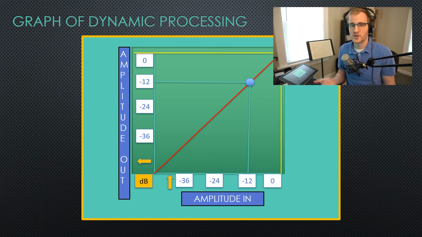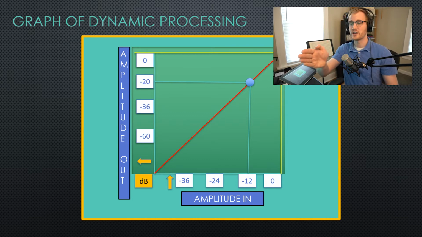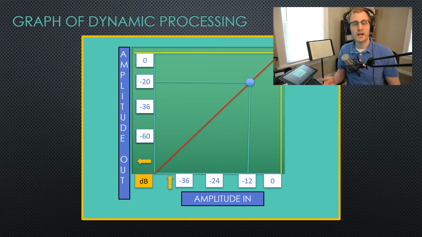There's no compression, there's no expanding. We just have 12 decibels in and 12 decibels out, or in this case, negative 12 in and negative 12 out. Our dynamic processor could perhaps have negative 12 become negative 20, and negative 24 could become negative 36, and negative 36 could become negative 60. So we send negative 12 into the compressor, and it sends negative 20 out, just as a hypothetical scenario.